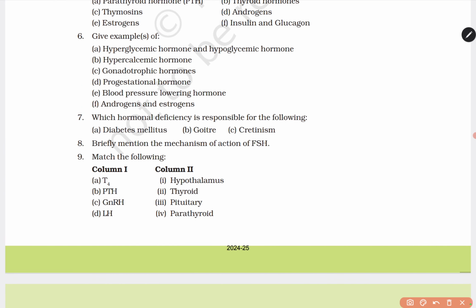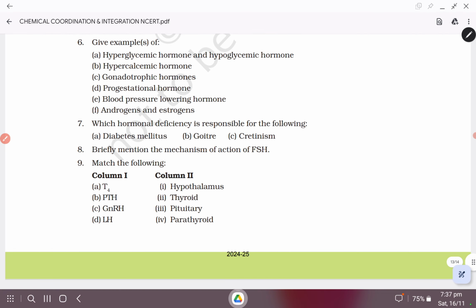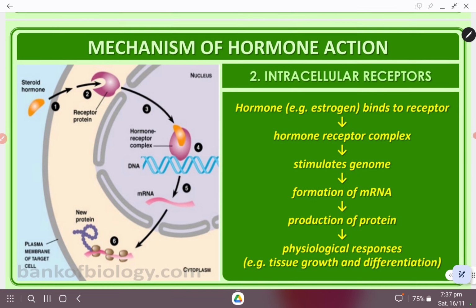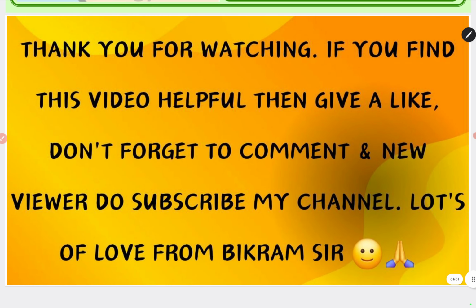So let's match. T4 is a thyroid hormone, PTH is parathyroid hormone, GnRH is hypothalamus, LH is pituitary. Okay, and with this we have completed this whole chapter as well as the NCERT with question answers.